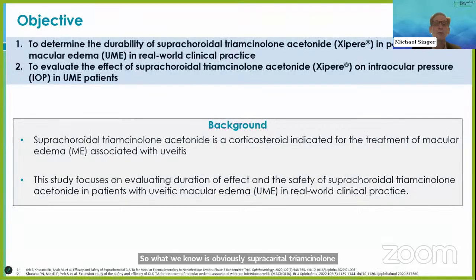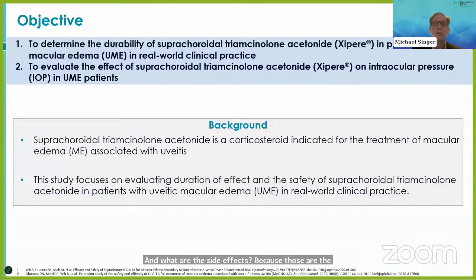What we know is that suprachoroidal triamcinolone acetonide is a corticosteroid indicated for uveitic macular edema. The study focuses on the duration of effect and safety in real-world practice, not only how long it lasts and what the side effects are, because those are the things everybody wanted to know, since the Peachtree and Magnolia studies, as good as they were, were limited in the number of patients they enrolled.